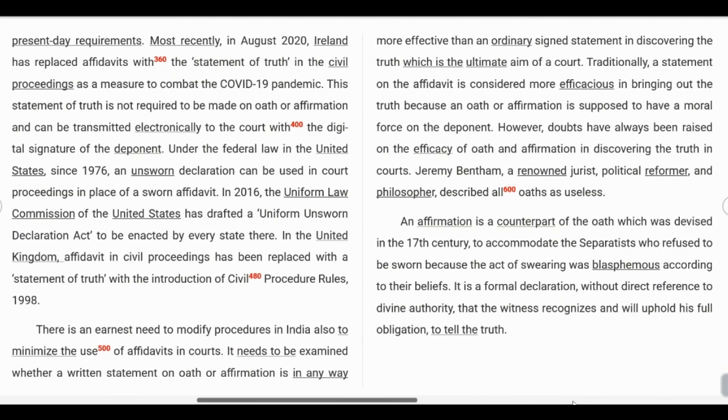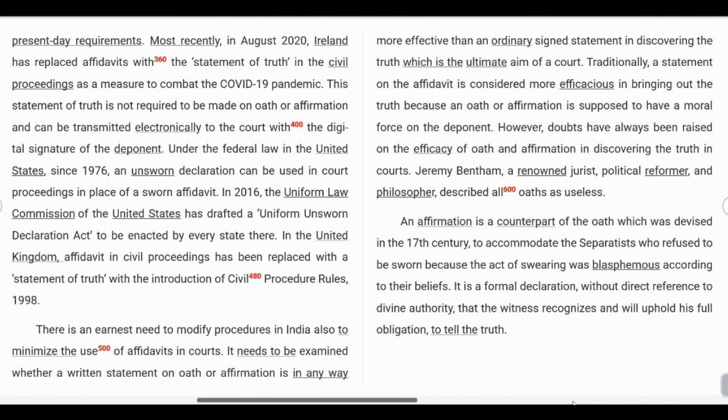Most recently, in August 2020, Ireland has replaced affidavits with the statement of truth in the civil proceedings as a measure to combat the COVID 19 pandemic. This statement of truth is not required to be made on oath or affirmation and can be transmitted electronically to the court with the digital signature of the deponent.